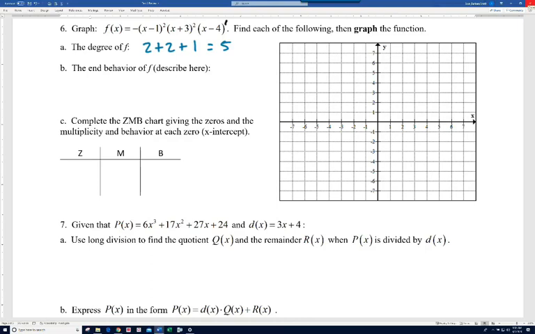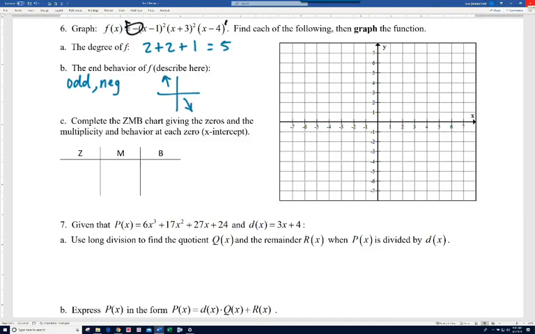Now end behavior here, since notice the negative out front, we're going to be odd and negative, and so that's going to be the reverse John Travolta end behavior, or basically the opposite of the end behavior of y equals x cubed. And then next we're going to complete this Z and B chart.